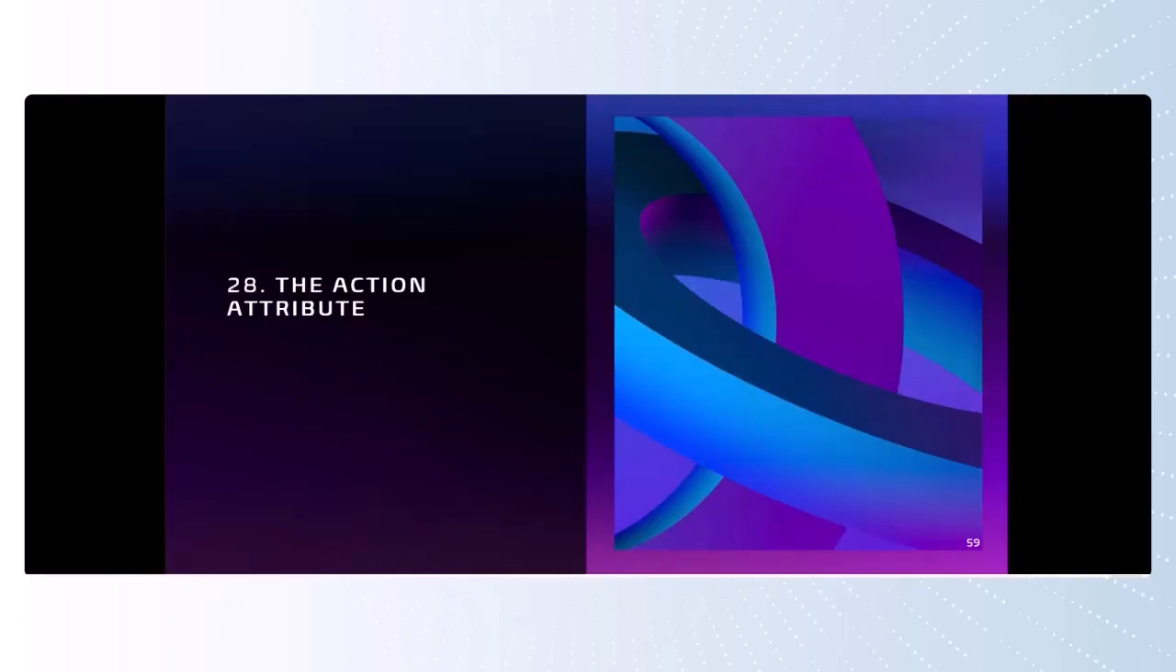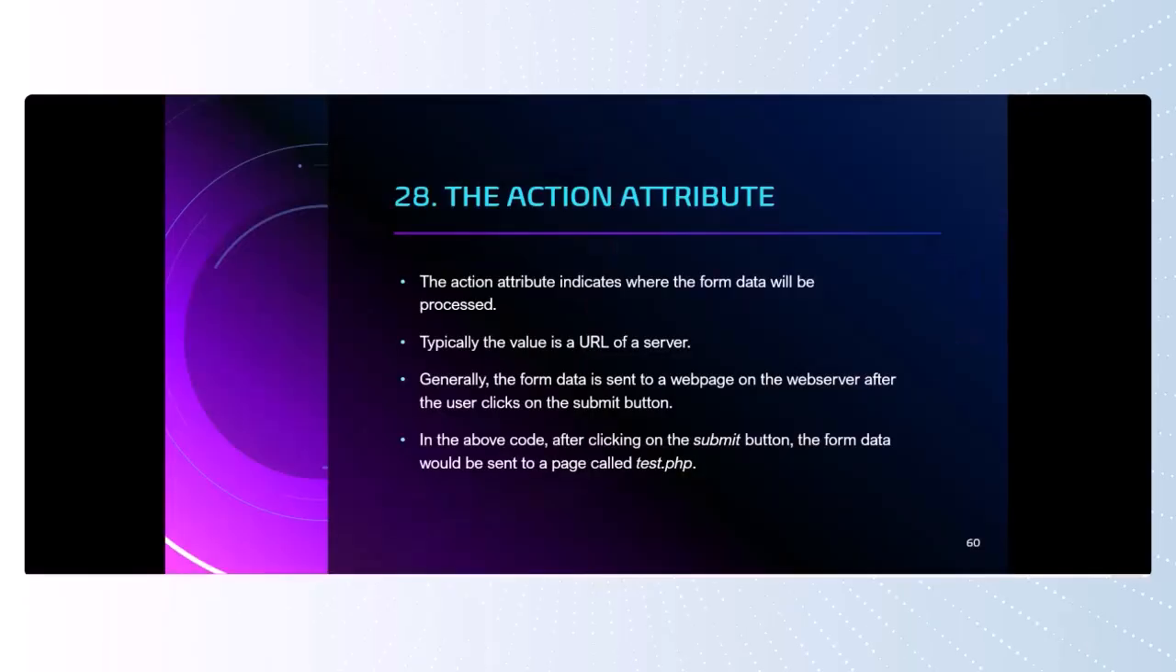What is the action attribute? The action attribute indicates where the form data will be processed. This is usually the URL of a server, and usually the form data is sent to a web page on the web server after the user clicks the submit button. I don't have the example on here right now.